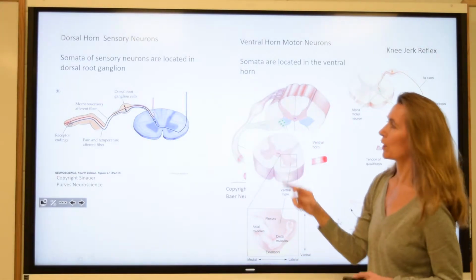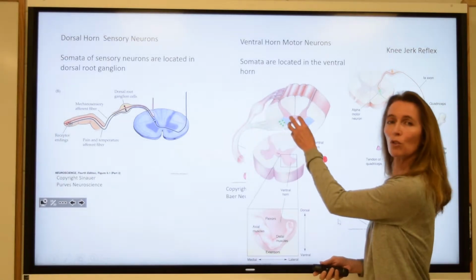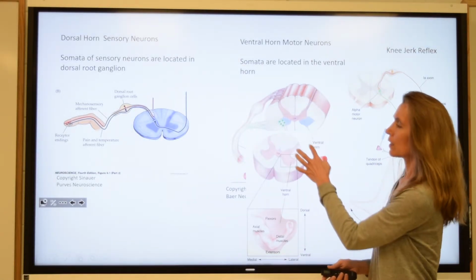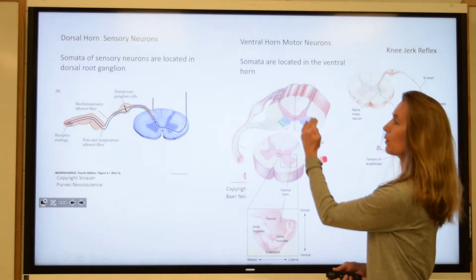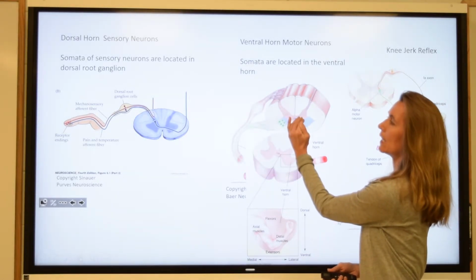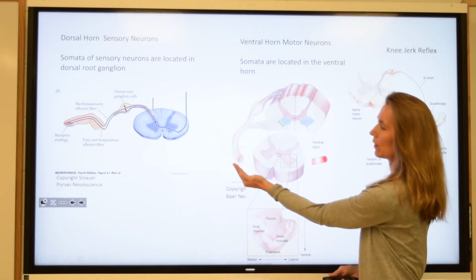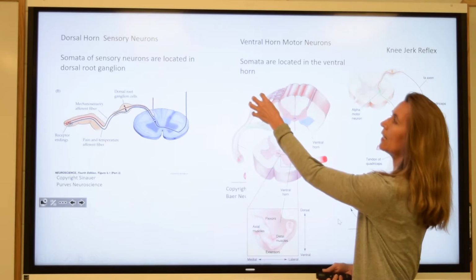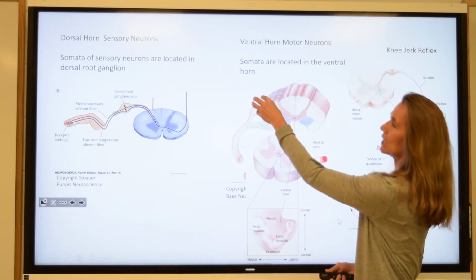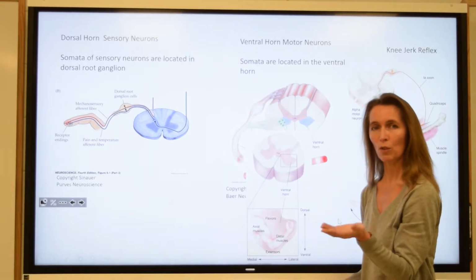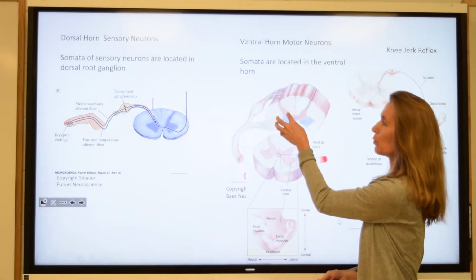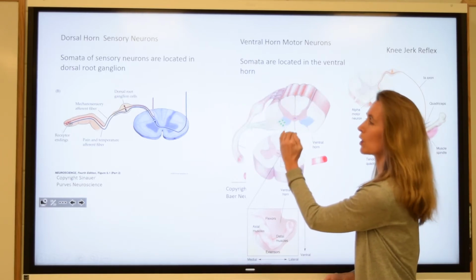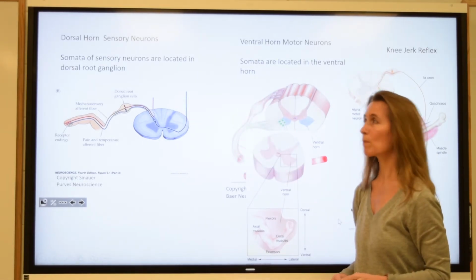The motor neurons are located in the ventral horn of the spine, and as you can see here, the somata of those motor neurons are located here, and the axons are projecting out of the ventral horn of the spine. So dorsal root ganglia are the ganglia that contain the somata of the sensory neurons, and in the ventral horn of the spine, you can find motor neurons that are projecting out of the spine.